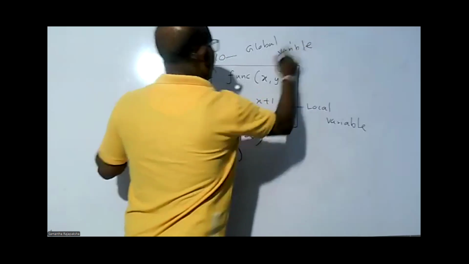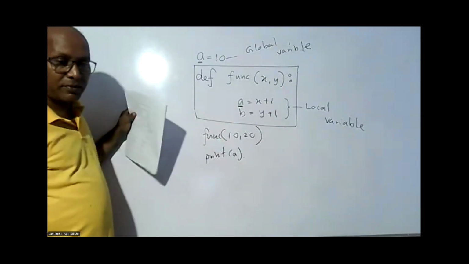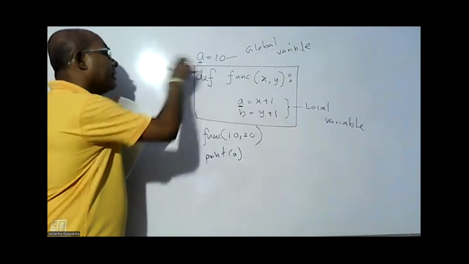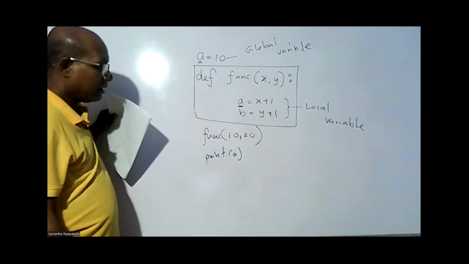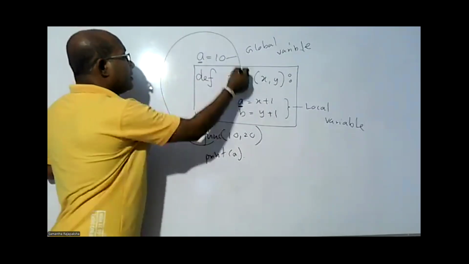That one is visible everywhere. That's a global variable. But this one is a local variable. They are not visible outside the functions. And one thing you have to remember, this A and that A are two different things. They are not equal. Now, when you call the functions, what happens is this will call the functions like this.